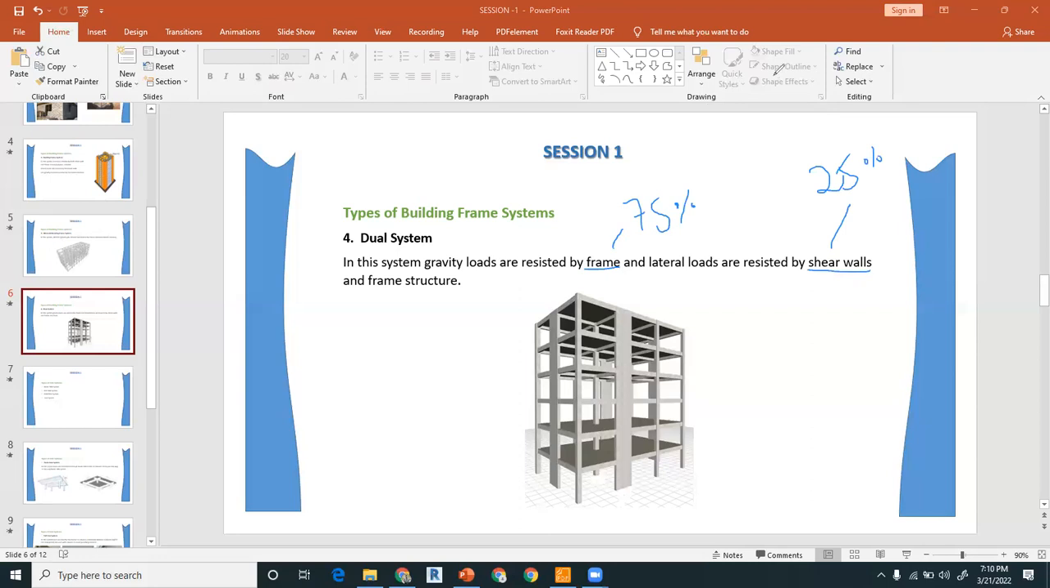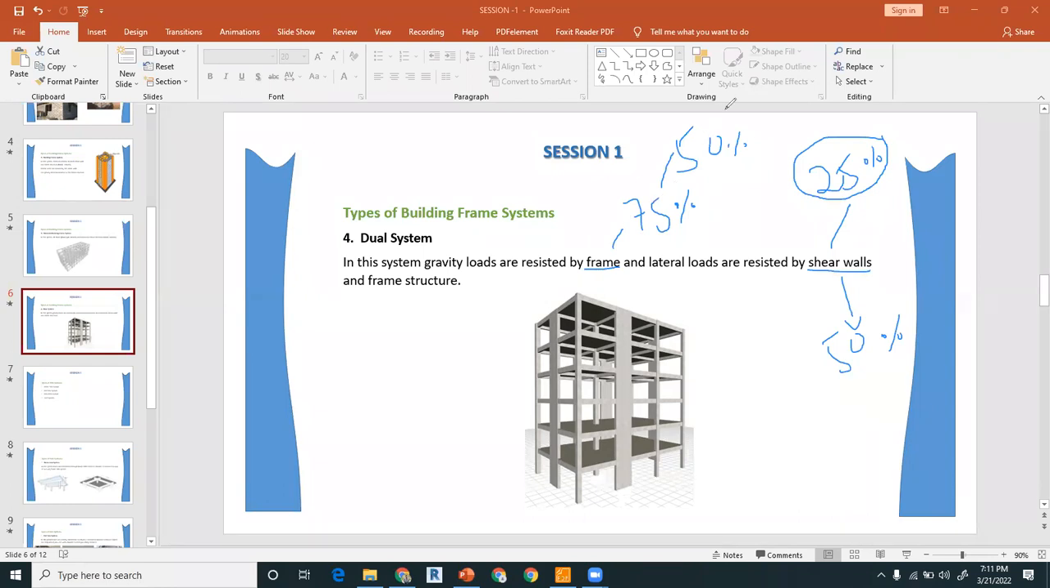There is also a section in the code that you can start from 25%. That 25% of the lateral loads will be resisted by the shear walls, core walls, or lift walls, and you can resist 75% of the load by the frames. You can also do 50-50, that 50% load is resisted by the frame and 50% by the shear wall. So it depends upon the designer, but the code gives you the direction to start from a minimum of 25% lateral loads to the shear walls.